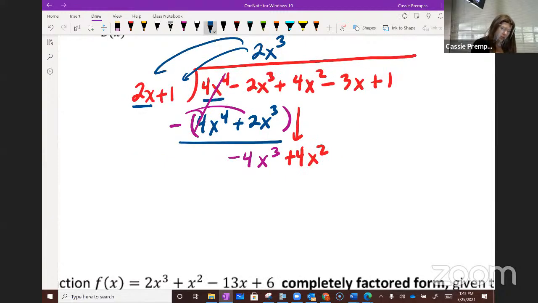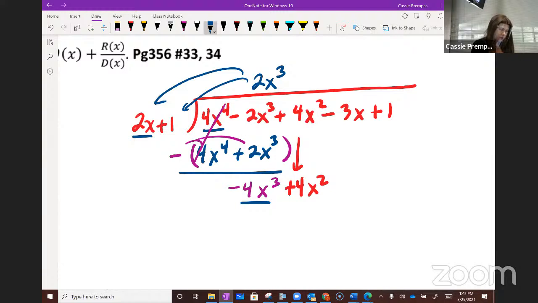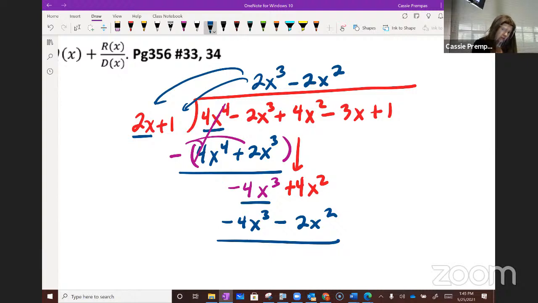What times 2x would give me a negative 4x cubed? Good, negative 2x squared. Distribute that back through, so I get negative 4x cubed minus 2x squared. And I have to distribute the negative, so that'll make this positive and this positive. The first two cancel. 4x squared plus 2x squared gives me 6x squared. Bring down the next term, negative 3x.